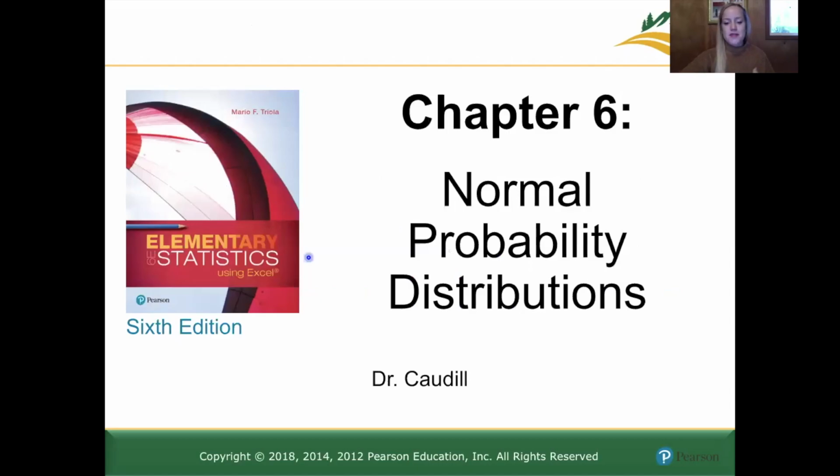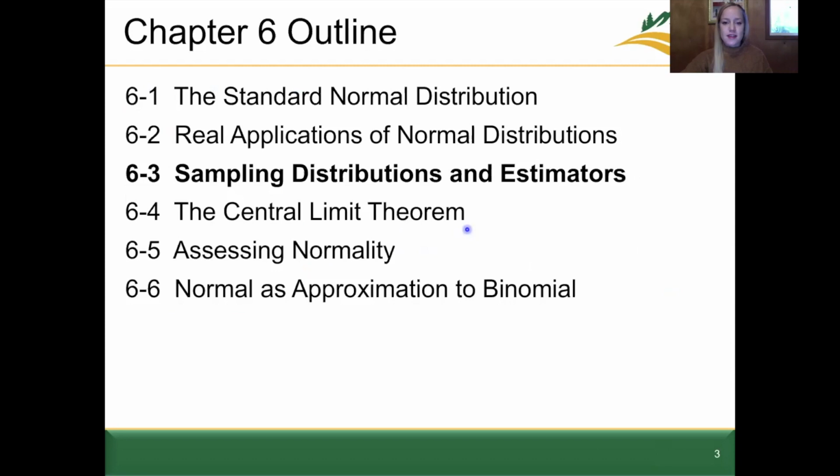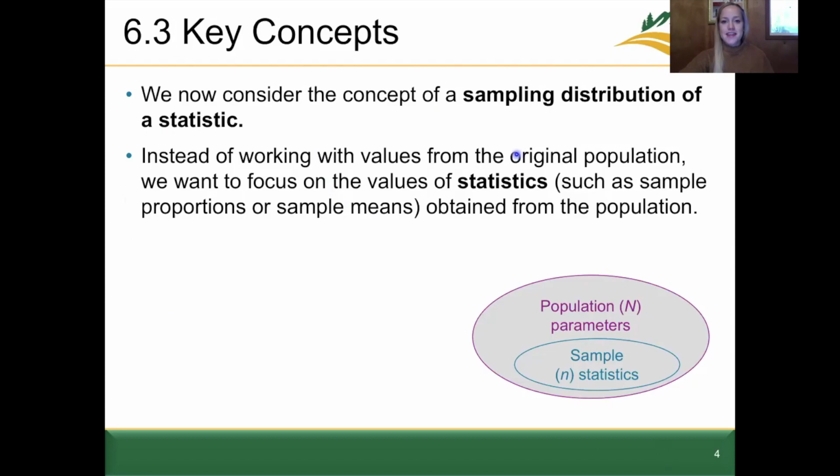We're still in chapter 6 now, so talking about normal probability distributions. In 6.3, we're going to talk about sampling distributions and estimators. Now, the key concepts for 6.3, we're going to consider the concept of a sampling distribution of a statistic.